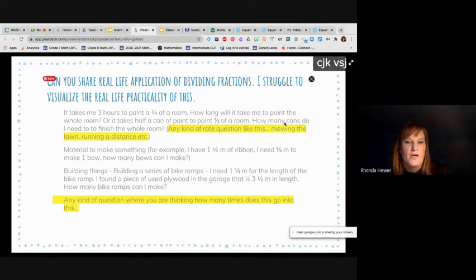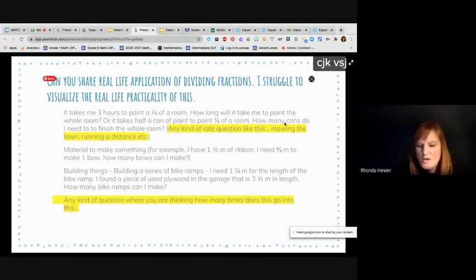So thinking about, I have 1.5 meters of ribbon. I need 2/3 of a meter to make 1 bow. How many bows can I make? Building things. I'm building a series of bike ramps. I need 1 1/3 of a meter for the length of the bike ramp. I found a piece of used plywood in the garage that is 3.5 meters. How many bike ramps can I make? Okay, all division questions using fractions. So anything you could do with a whole number, just plunk in a division fraction. Do you have anything to add to that one, Michelle?